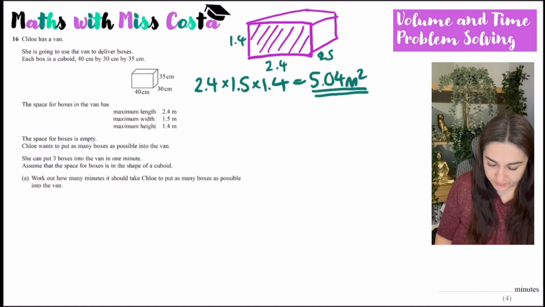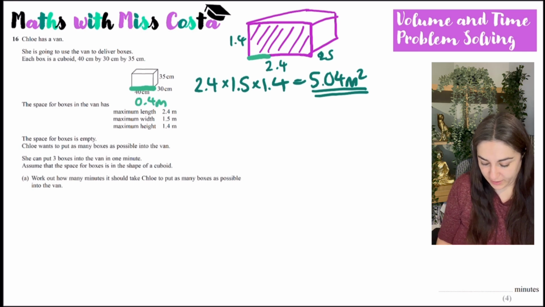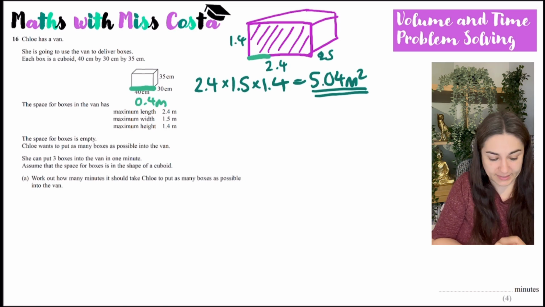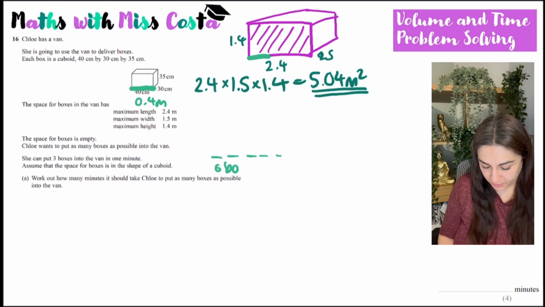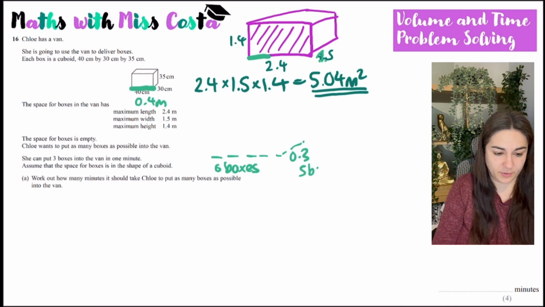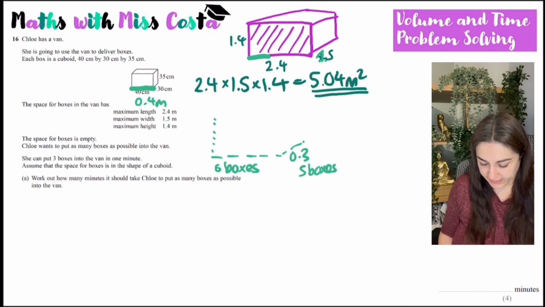Then I know I want to see how many boxes could fit into it. So if the length is 40 centimeters, which is 0.4 meters, I could try to see how many would fit into the van that way. So 2.4 divided by 0.4 is 6. So I know I could fit 6 boxes lengthwise. And then widthwise, that's 0.3. So I've got 1.5 divided by 0.3 is 5 boxes this way.